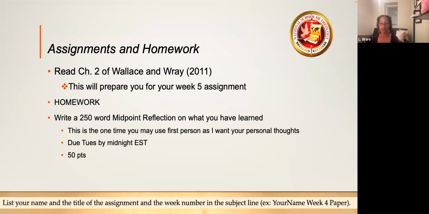Due Tuesday at midnight. This assignment is only worth 50 points. This should be easy for you all to knock out. But what I really want you to do is make sure you read chapter 2. I'm giving you time back tonight. You have an easy assignment this week. I really want you to read that chapter because it's going to prepare you for your week 5 assignment.